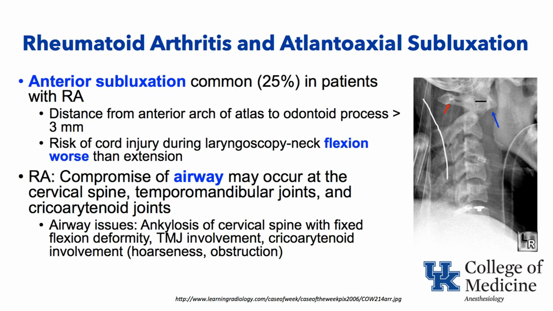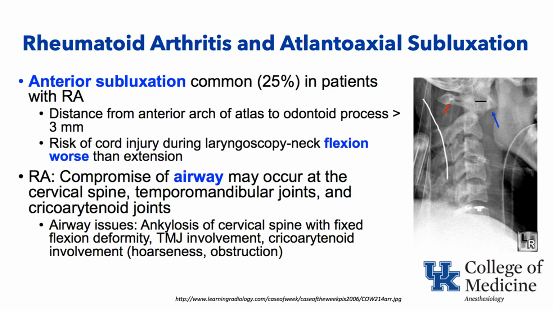Next topic is rheumatoid arthritis and atlantoaxial subluxation, something that we're worried about in patients with rheumatoid arthritis as well as Down syndrome. Anterior subluxation is quite common in patients with rheumatoid arthritis, and there's a risk of cord injury during laryngoscopy. If we move the neck in either flexion or extension, obviously that subluxation can worsen, and it appears that flexion is worse in most cases.